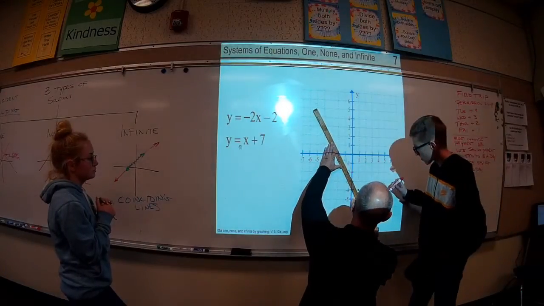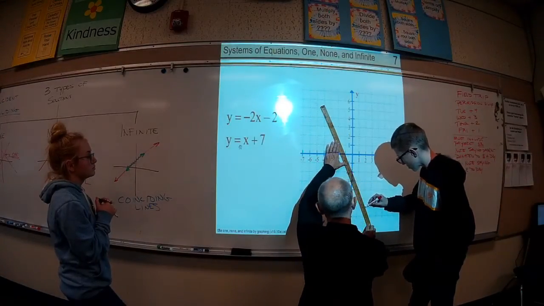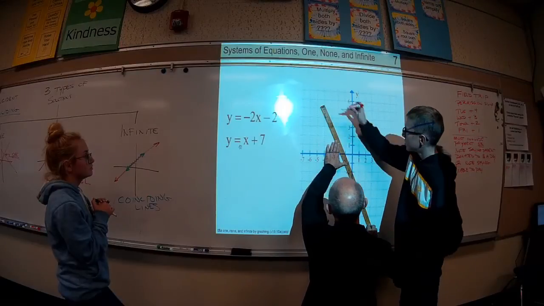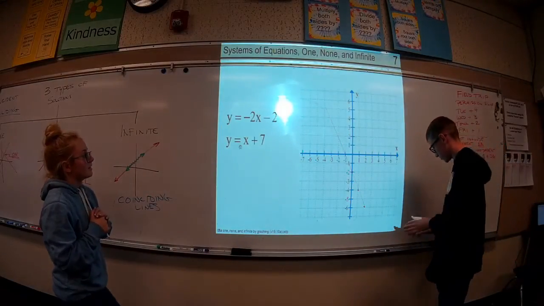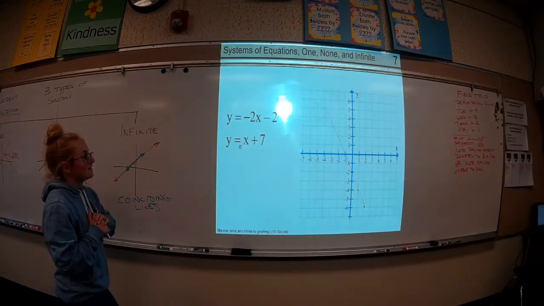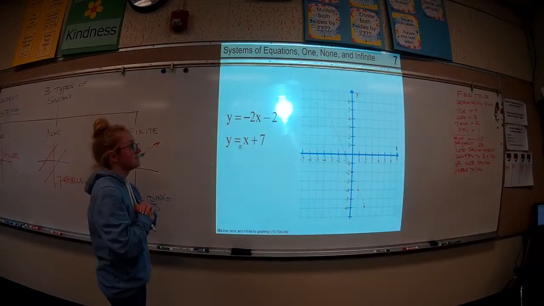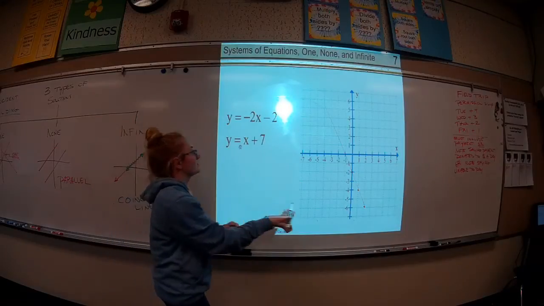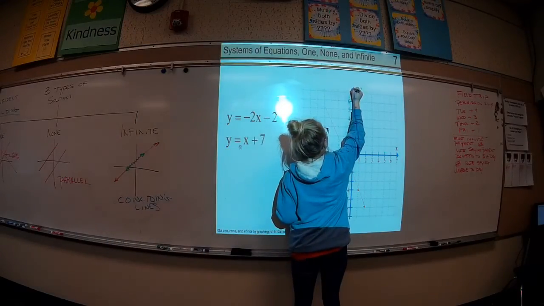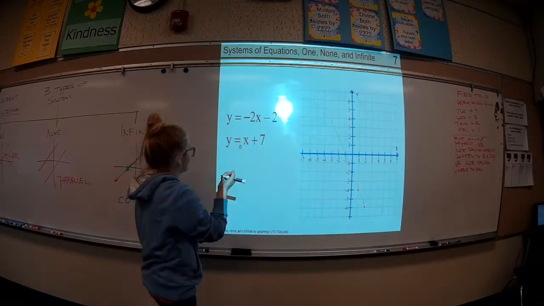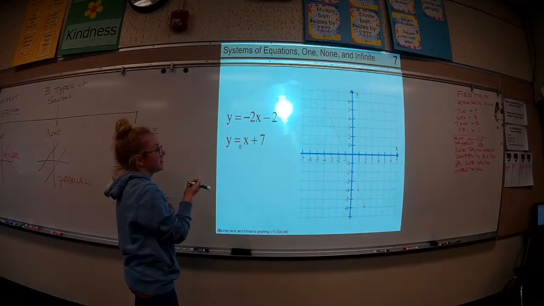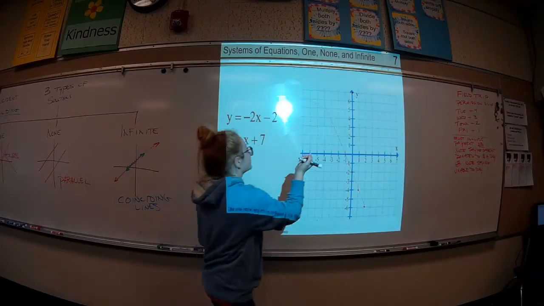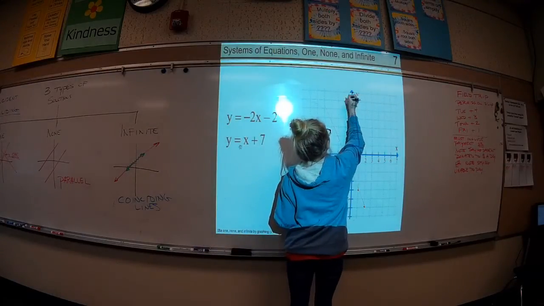All right, there's our first line. Dakota, second line. Where does he want to start his line? 7. Put him at 7. How does he want to move? Down 1/1. Make sure he's positive though. Yeah, perfect. You got it.